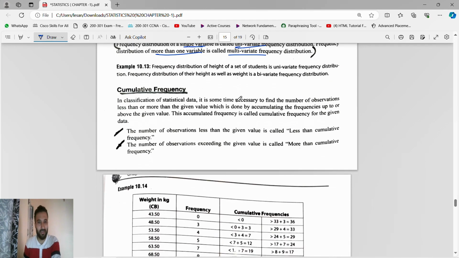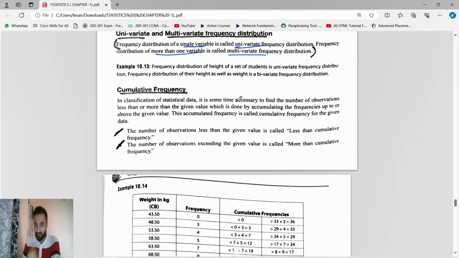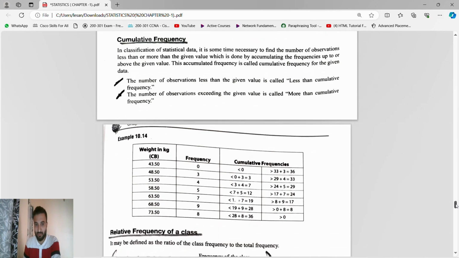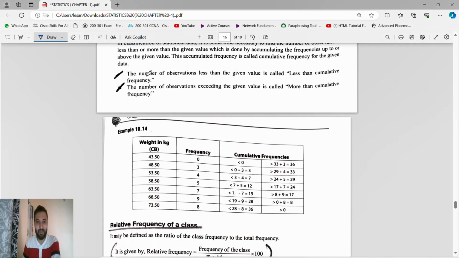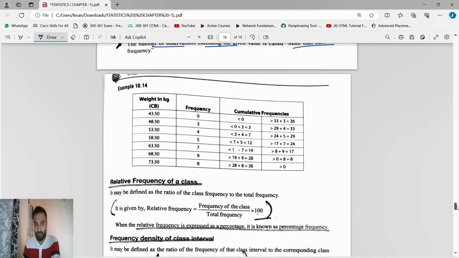Cumulative frequency I have told you, right? So remember, for number of observations, if they say less than a given value, it is less than cumulative frequency. If they say exceeding, meaning more than a given value, it is more than cumulative frequency.